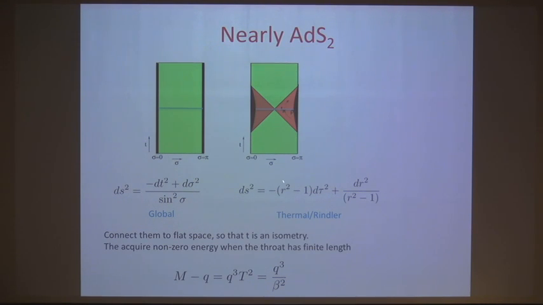Okay. Now, it's more or less clear that we can do that. If you think about the spatial slice, it's basically the same as this spatial slice. And along this spatial slice, we can certainly connect to flat space and have the full spatial slice surface of flat space. So these two spatial slices are essentially the same.